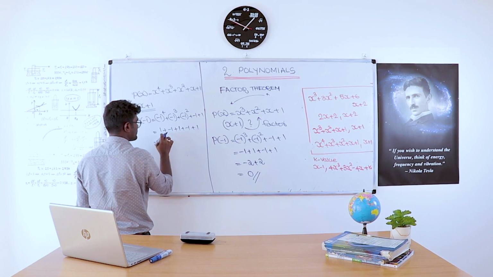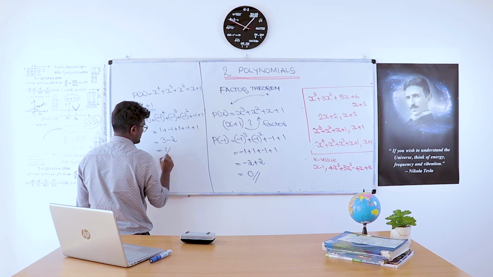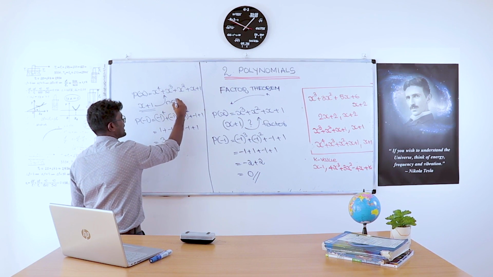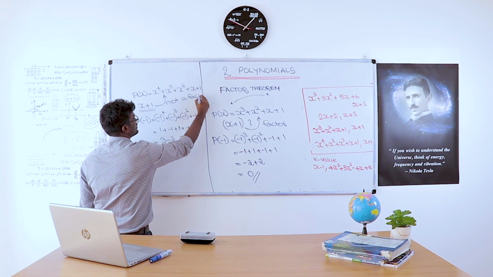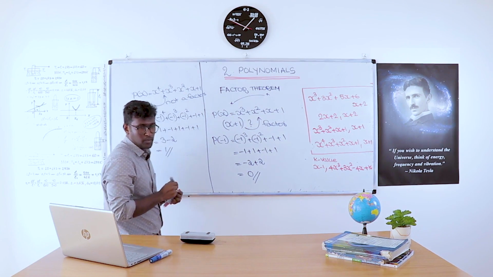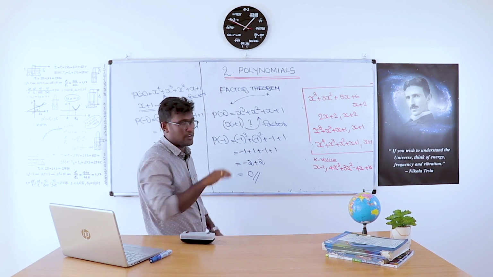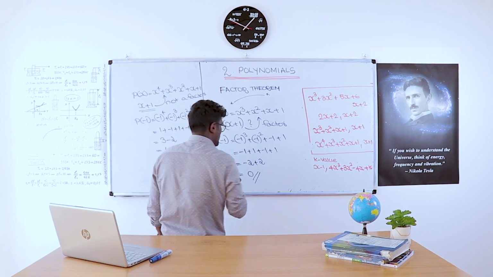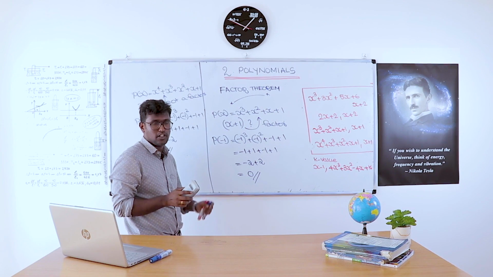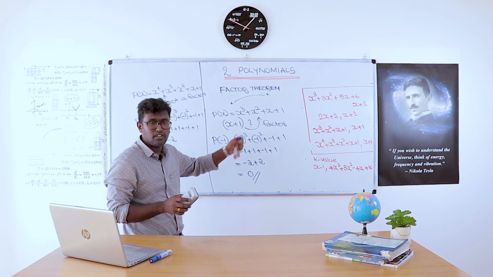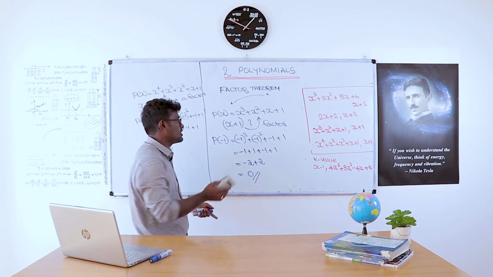That is 1 plus 1 plus 1 is 3, and minus 1 plus minus 1 is minus 2. 3 minus 2 is 1. So x plus 1 is not a factor of this one. So this is the method to find out whether a given polynomial is a factor of P of x. First of all, you have to find the remainder. If the remainder is 0, then it is a factor. If the remainder is not equal to 0, then it is not a factor.